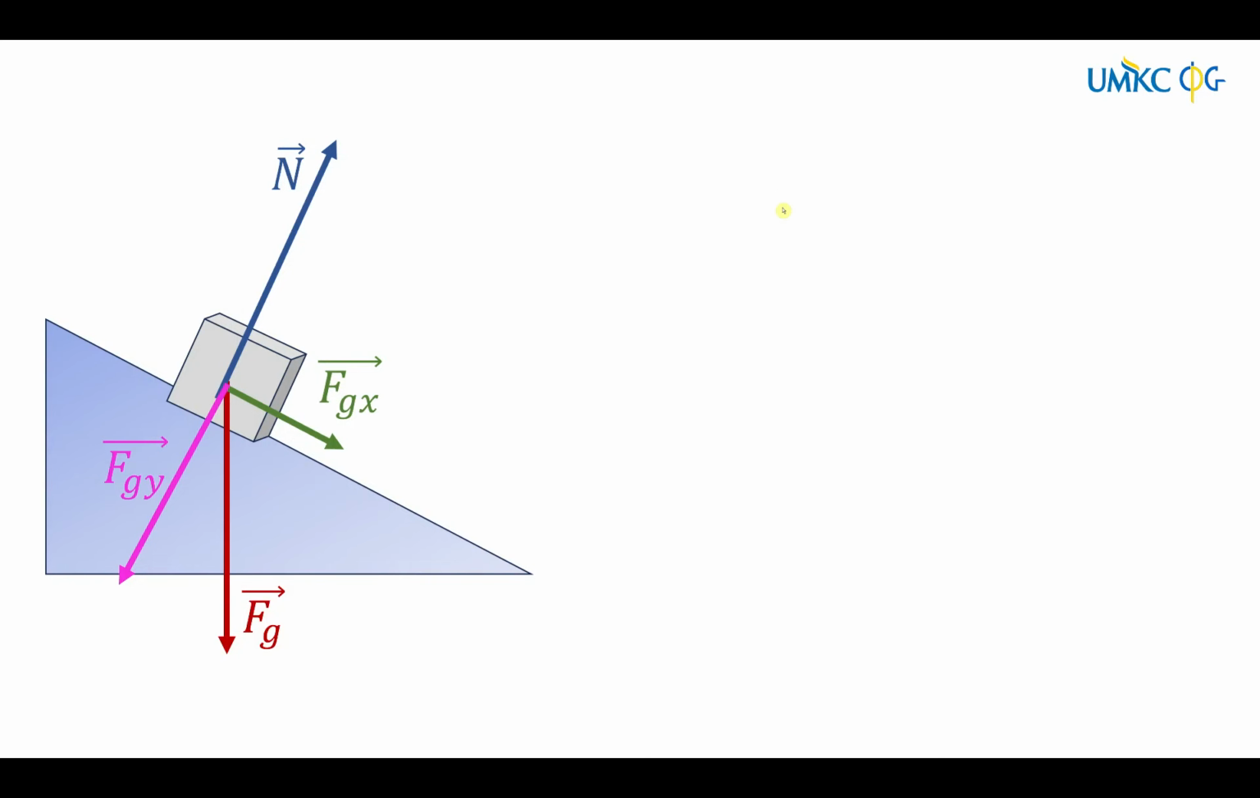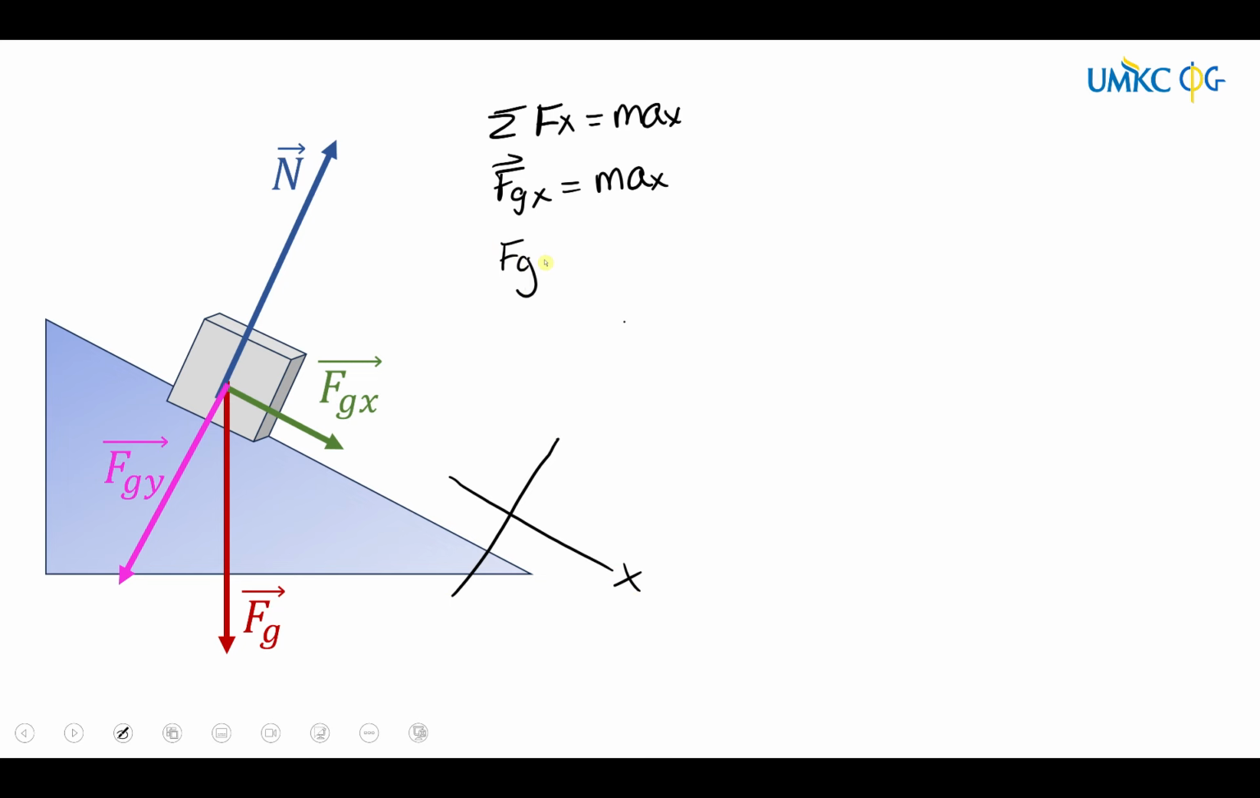So now I need to create my summation of forces. The summation of forces in the x direction is equal to mass times acceleration in the x direction. Well, I only have one force in the x direction: the force of gravity in the x direction. And because there is no other force acting in the x direction, this object is going to have to be sliding down this inclined plane. It is moving in my positive x direction, so this is just going to be F_Gx equals m a_x, and I can replace F_G with the magnitude of the force of gravity.